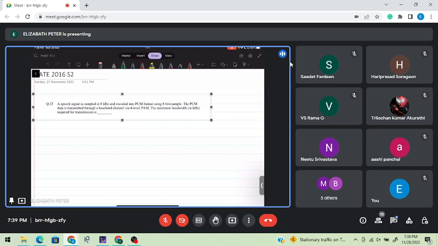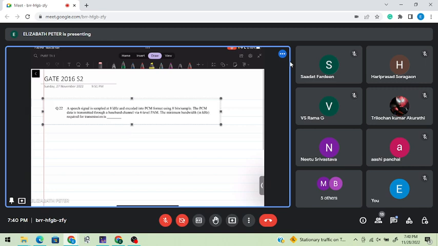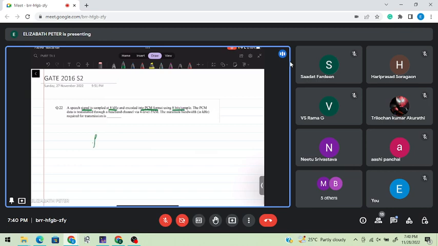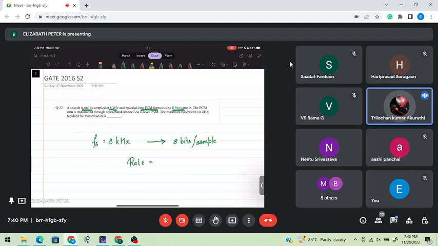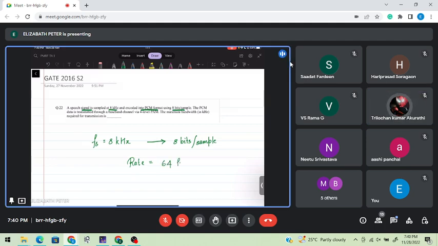This is also a question that is related to this pulse shaping, finding bandwidth rate. Okay. So the question says a speech signal is sampled at 8 kHz and encoded into PCM format using 8 bits per sample. So the sampling frequency is 8 kHz and each sample is encoded using 8 bits. So what will be the rate? Can someone tell me that? What will be the rate? 64. Okay, right. 64 kilobits per second.